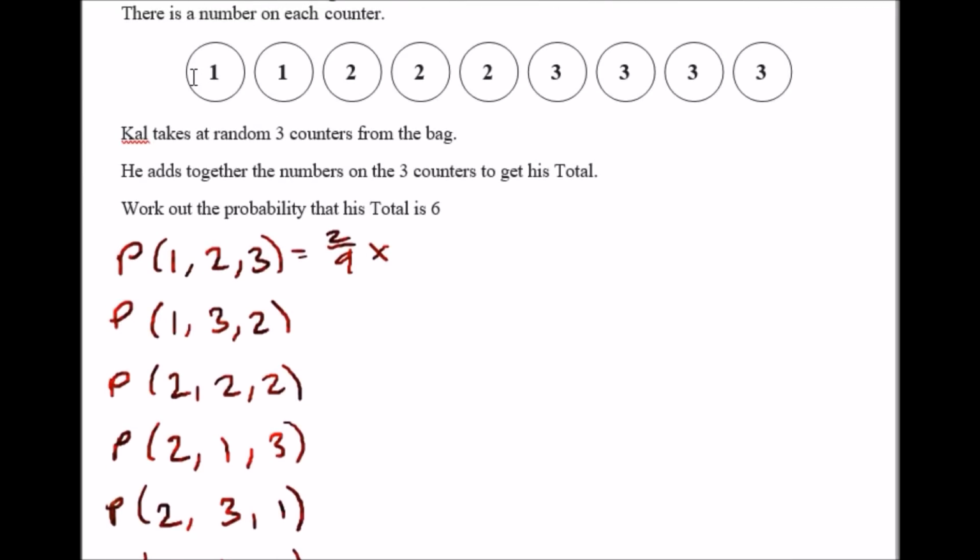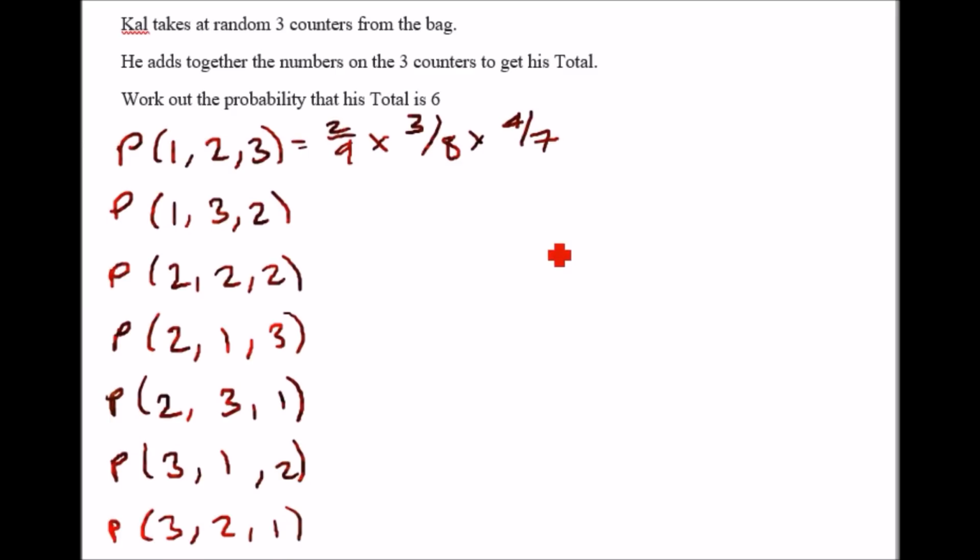You've got 1 less counter. You have 1, 2, 3. So you've got 3 out of 8 counters remaining. And to get 3, you've got 4 counters out of 3 over 7 remaining. So it'll be decreasing every time. Next one, for 1, 3, and 2, it'll be the same thing. So the probability of getting a 1 would be 2 over 9 times the probability of getting a 3, which would be 4 counters out of 8 remaining, and to get 2 would be 3 over 7.